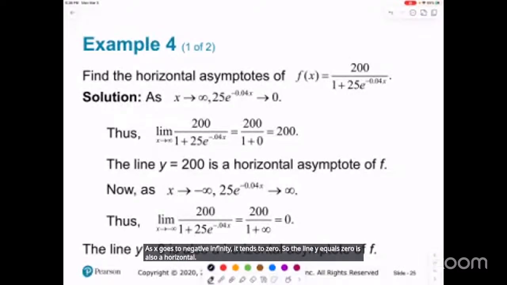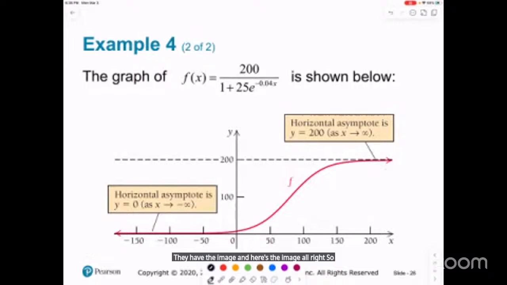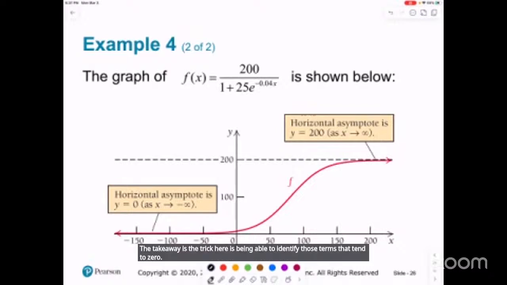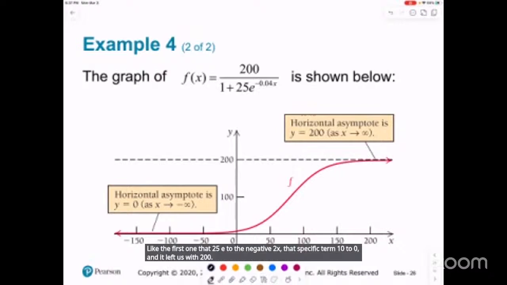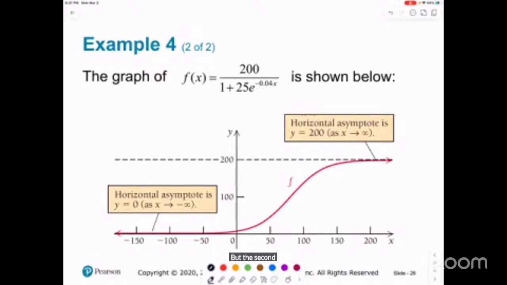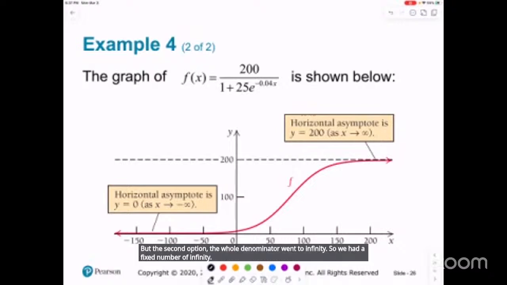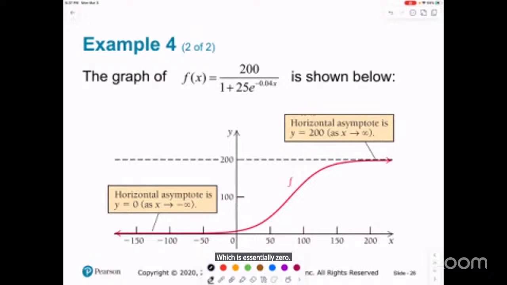Do they have the image? And here's the image, all right? So we get something like this. So again, we just evaluated this as x goes off to either positive infinity or negative infinity. The takeaway is, the trick here is being able to identify those terms that tend to 0. Like the first one, that 25 e to the negative 2x, that specific term tends to 0, and it left us with 200. But the second option, the whole denominator went to infinity, so we had a fixed number over infinity, which is essentially 0. So that was an interesting example.